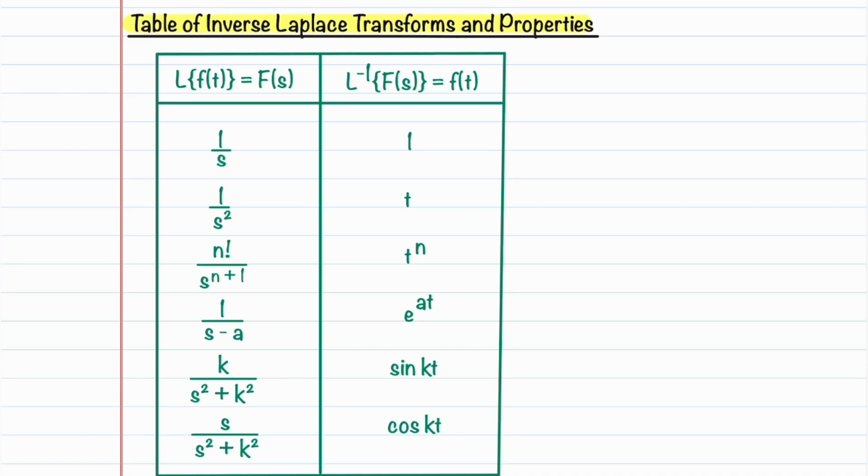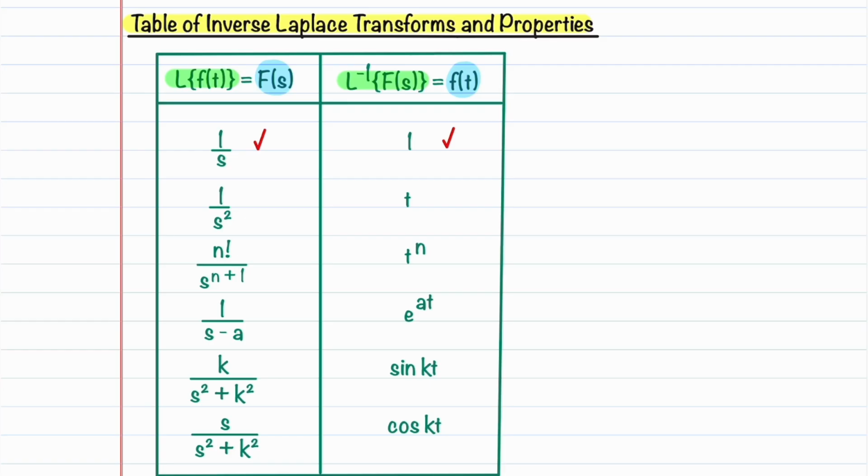The idea is simple. It's just the Laplace transform table read backwards. On the left, we have the Laplace transform of a function little f of t that's equal to capital F of s, a function in the s domain. On the right, we have the inverse Laplace transform of capital F of s, which is equal to little f of t, the function that the transform came from. When you're given F of s, the goal is to find f of t.